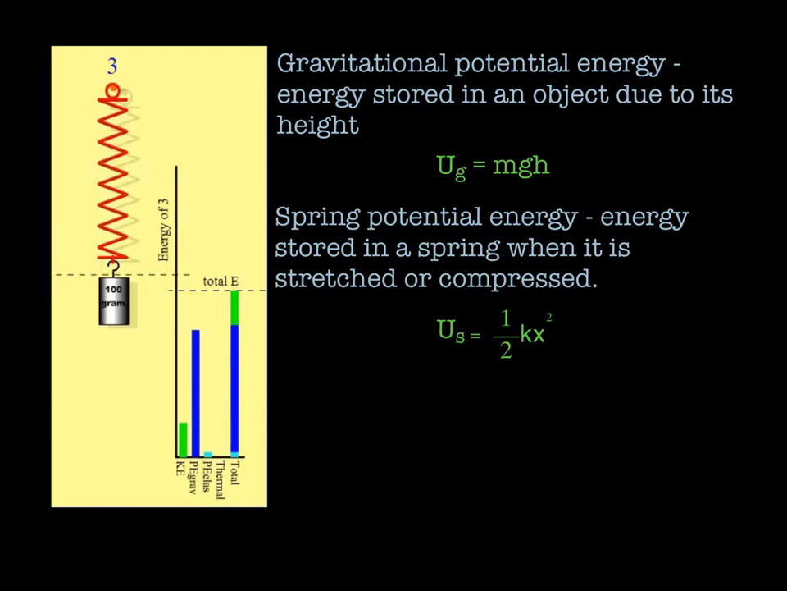So go ahead and stop the simulation. You can go back and replay this again and watch the graphs going back and forth again. But you'll notice that at its highest point, its spring potential was high. At its lowest point, its spring potential was high. And then at its equilibrium point, its spring potential was zero.